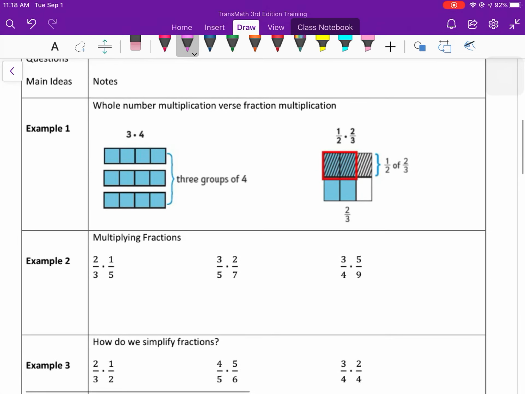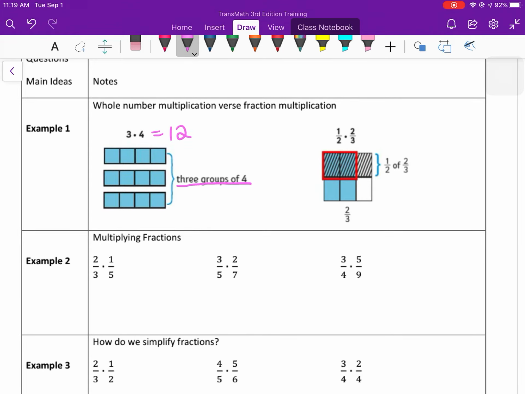When you multiply with whole numbers, like 3 times 4, that means you're doing 3 groups of 4. So if you remember, 3 times 4 is 12. So 3 groups of 4 gives us 12. Multiplying with fractions is a little bit different.